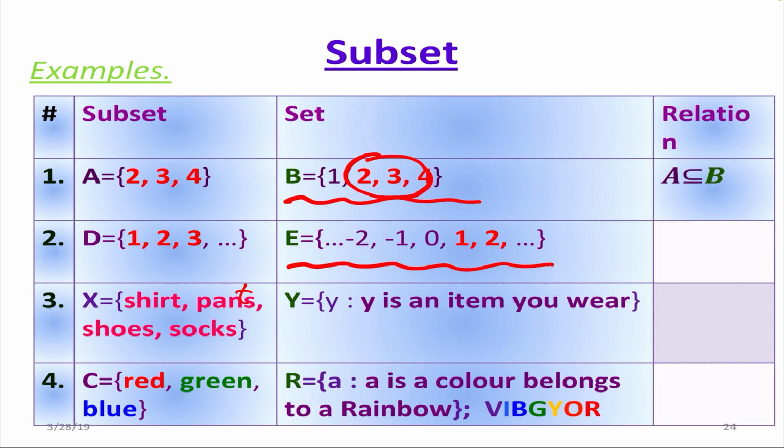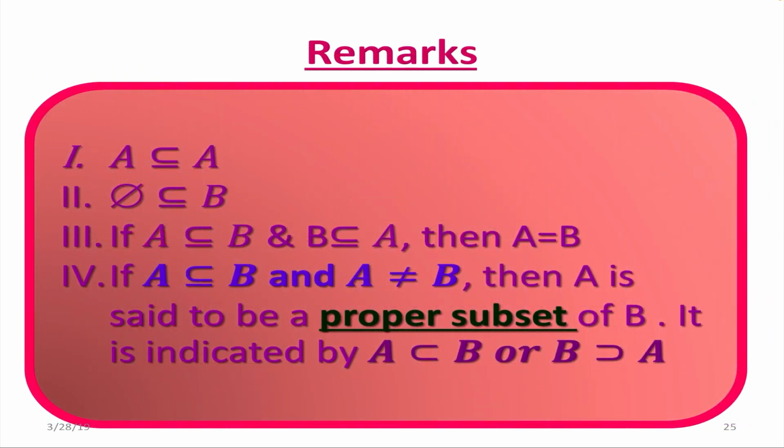The last example, colors that belong to a rainbow. If we pick any colors, let's say red, green, blue, then this set C containing these colors is going to be a subset. A couple of remarks.